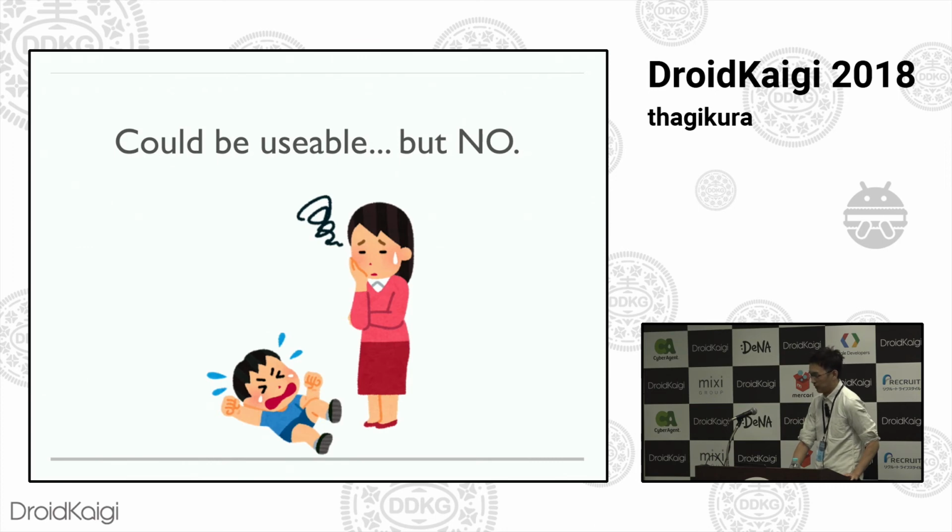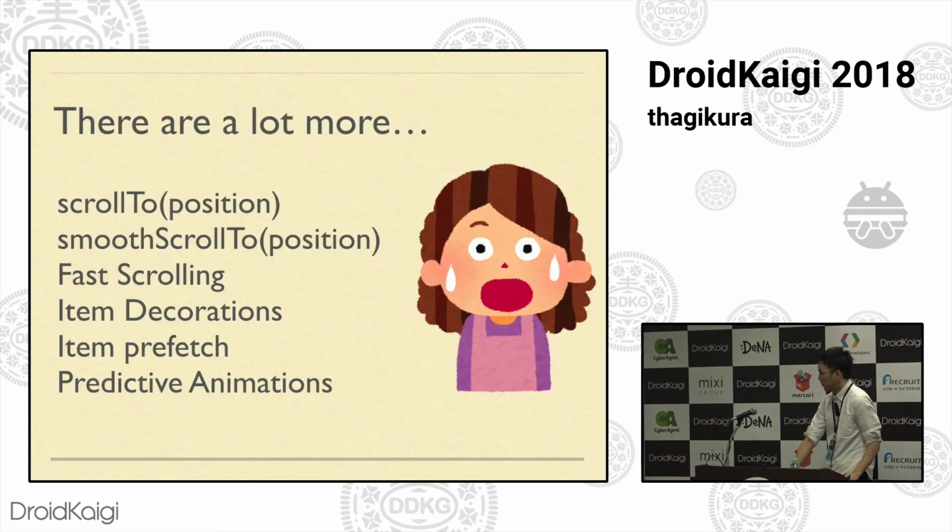Well, it could be usable. Basically you can render the views and you can scroll the views, but it can't be used in production because there is a lot more to implement before publishing it as a stable version. But the most important part is, if you understand the basic concept of how recycling and retrieving a view works, the rest of the features are not that hard to implement.